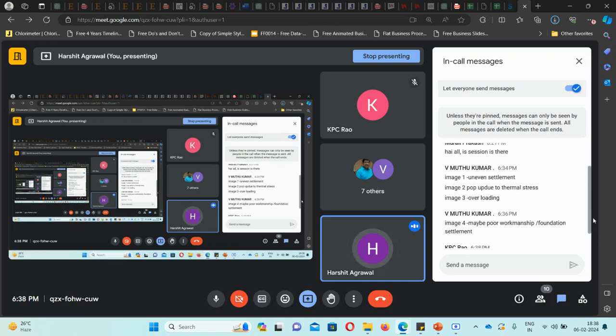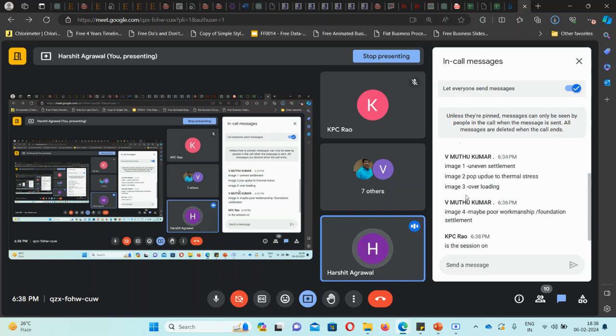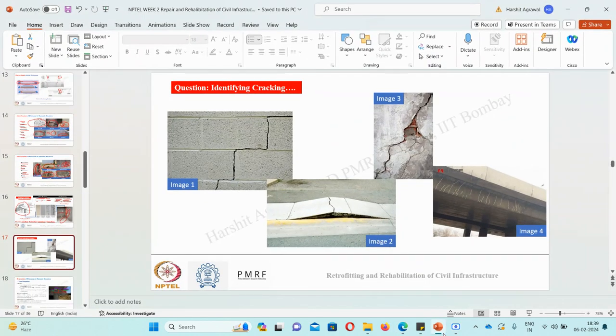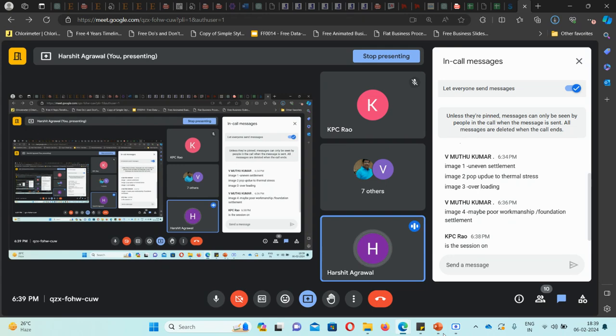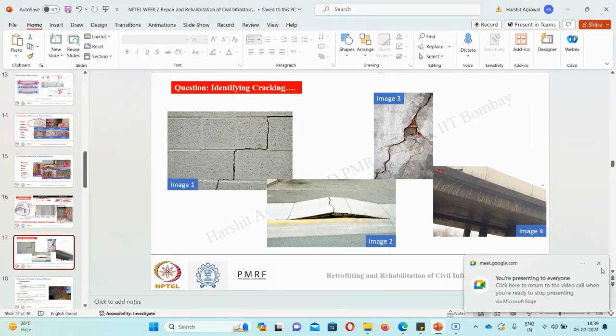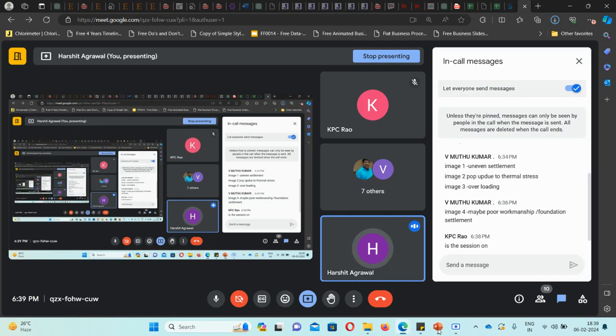Okay, let's see the answers now. Okay, someone has answered. Okay, first one, step cracking due to uneven settlement, differential settlement. Yes, it is correct. In image 2, pop out, which is happening due to thermal stresses. Yes, it can be correct. Third is overloading. It is like a brick wall with a concrete cover on the top. So overloading might not be the reason. We will see. Okay, and the final one is transverse cracking. Okay, foundation settlement. We'll see the answers.